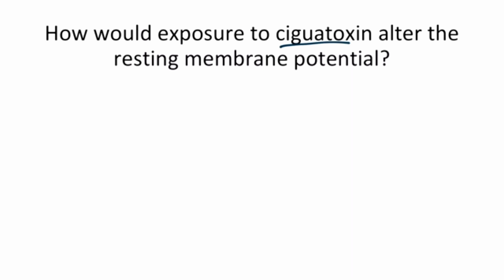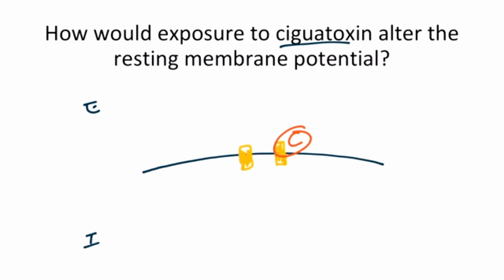Let's draw this out. So this will represent the cell membrane of a neuron. This will be the extracellular space, and this will be the intracellular space. This will represent a voltage-gated sodium channel. Ciguatoxin, draw that with a C here, promotes the influx of sodium into neurons, which causes the cell to depolarize. So it binds to this receptor, causing sodium influx, resulting in depolarization.